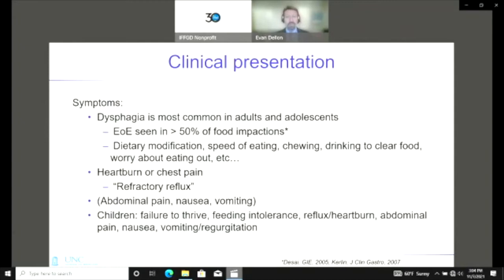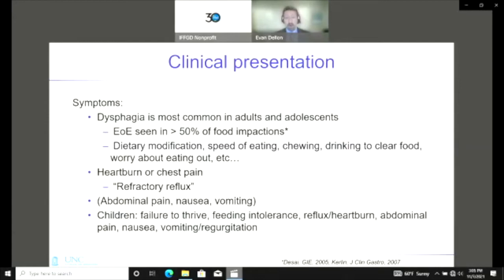But it isn't just a sensation of food sticking or choking. It can be a sensation of food going down slowly, or something that's subtle, where people might modify the way they eat by eating slowly, avoiding certain foods, taking small bites or chewing foods to mush, or drinking lots of liquids to help clear the food from the esophagus, or even just worrying about symptoms when they go out to eat.